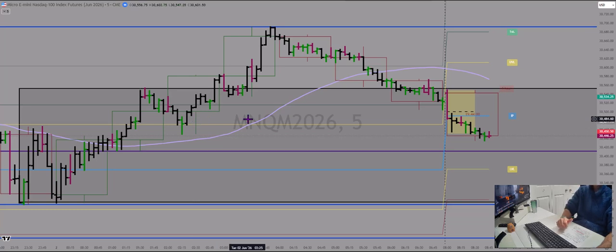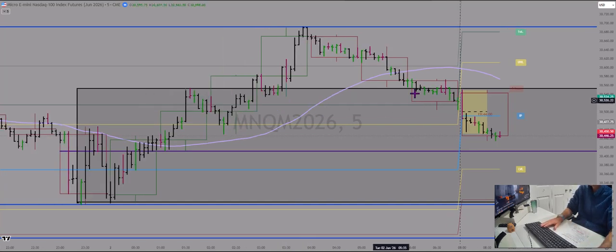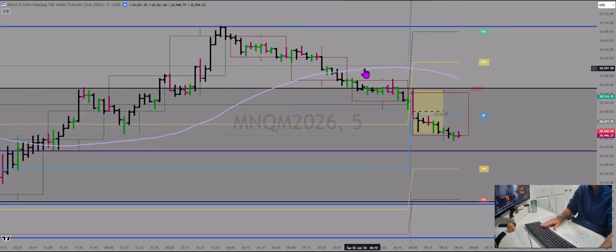Just replaying a profitable trade from the Asian session on the Nasdaq, the micro Nasdaq, MNQ, just to see how the gold method that I trade applies to other markets. This is looking really nice already.